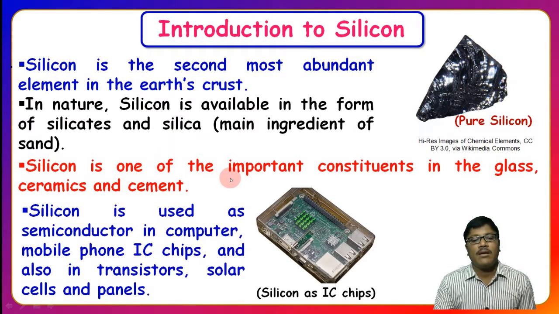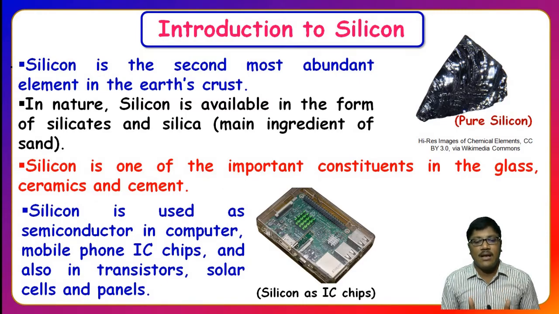Silicon is one of the most important constituents in industrially important materials like glass, ceramics and cement. Silicon, being a metalloid, is used as a semiconductor in computer and mobile phone integrated circuit chips and also in transistors. They are also used as semiconductors in solar cells and solar panels.